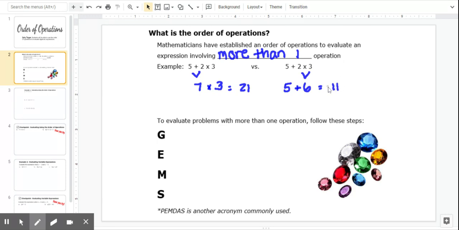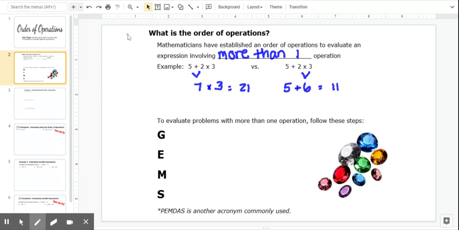That's a problem. So this is why we all need to follow the order of operations. It's just a list of steps or rules that we need to follow, so we all arrive at one correct answer instead of arriving at two different answers that both appear to be correct. So let's go over what the order of operations are.